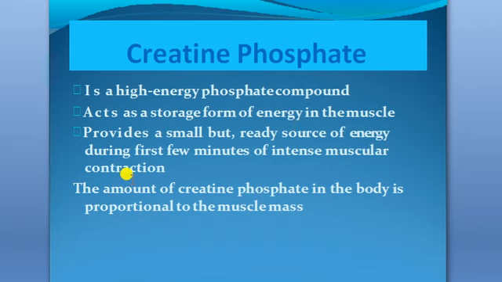As already discussed, when creatine phosphate breaks down, one phosphate is released and energy is produced. It provides a small but ready source of energy during the first few minutes of intense muscular contraction. Very little is produced, because ADP plus one phosphate is formed and only that one phosphate is utilized. So it is very small energy, but it is enough for muscular contraction.